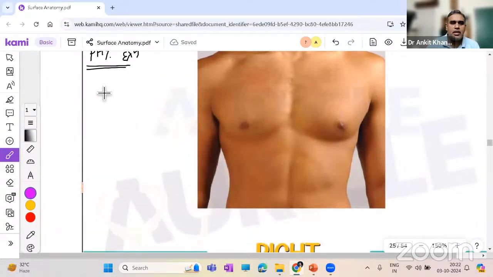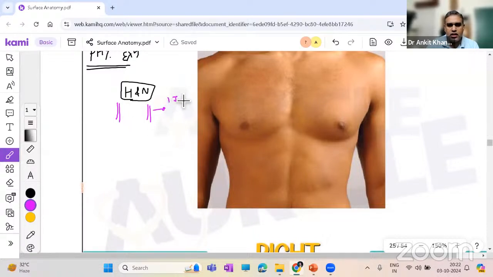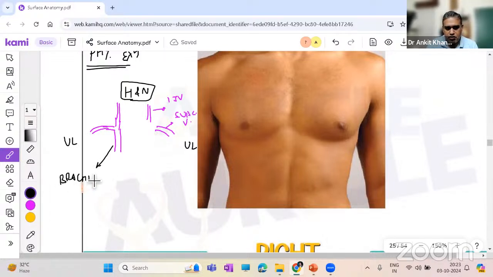From the region of the head and neck, we have veins coming down on both sides, and these are known as the internal jugular veins. Then from the region of both upper limbs, we have another set of veins coming towards the center of the body. They are known as the subclavian veins. Both the internal jugular and subclavian veins join to form the brachiocephalic vein. So the brachiocephalic vein, we have to understand, is formed from where?